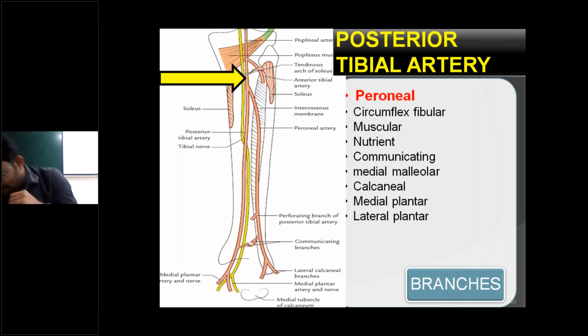Passing beneath the flexor retinaculum, it enters the sole of the foot and divides into medial and lateral plantar arteries, right?